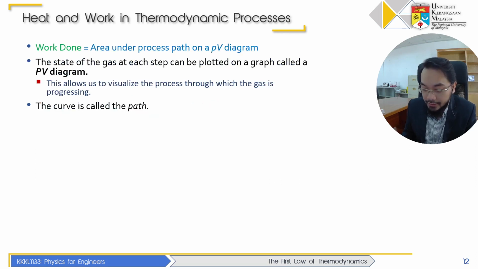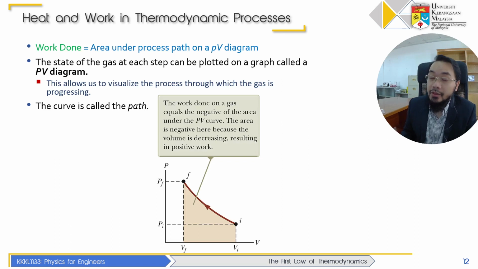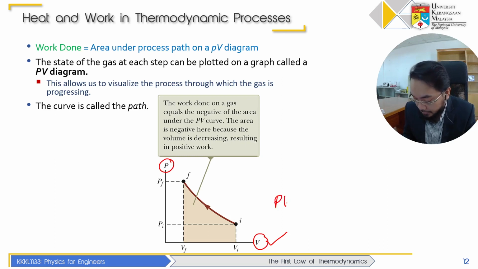Work done is the area under the process path on a PV diagram. As I mentioned, you need to know how the pressure changes with volume. That's how you can get work done. The state of the gas at each step can be plotted on a graph called a PV diagram. This allows us to visualize the process through which the gas is progressing. The curve is called the path. If you look at the graph down here, you have P versus V. This is what we call our PV diagram, PV curve. We are trying to look at how the pressure changes with volume.